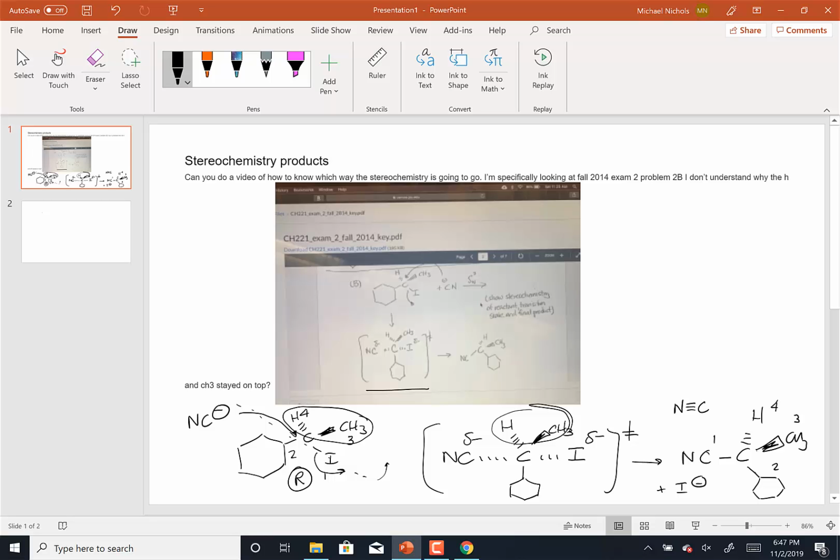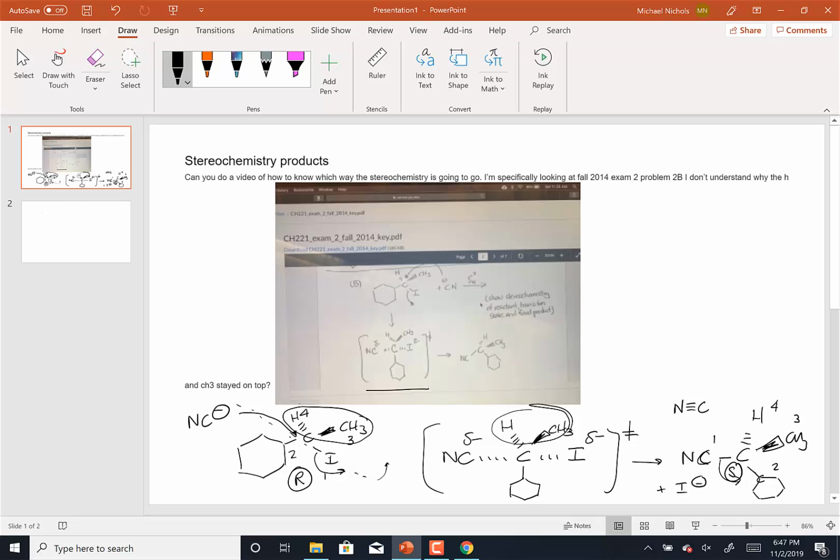So this carbon has 3 C's. This carbon has 2 C's. This has 1, it has all H's and H. So going now from 1 to 2 to 3 is counterclockwise. So indeed, I did go from R to S.